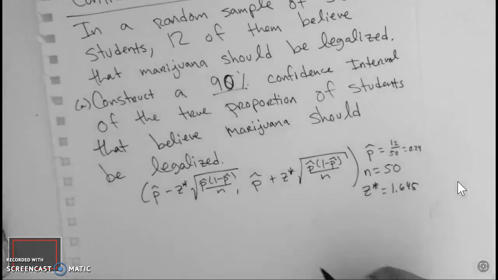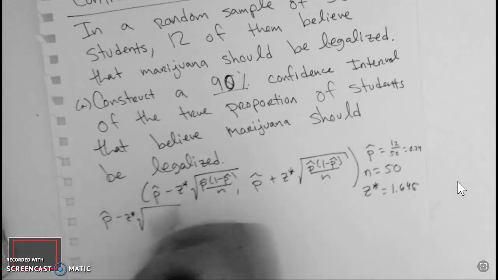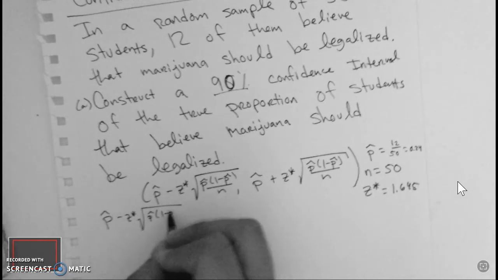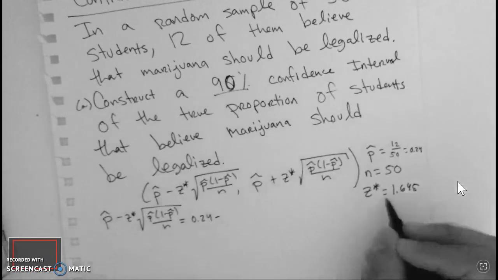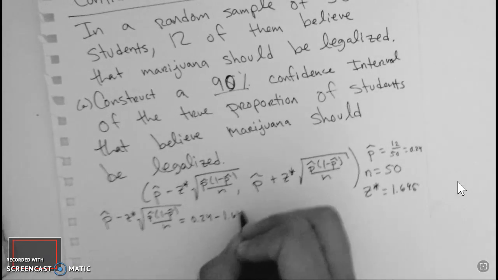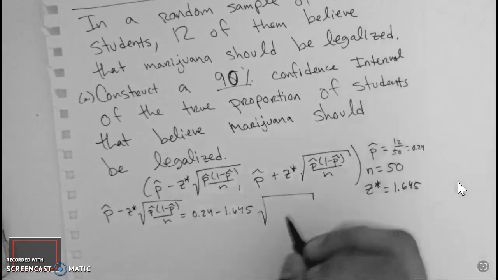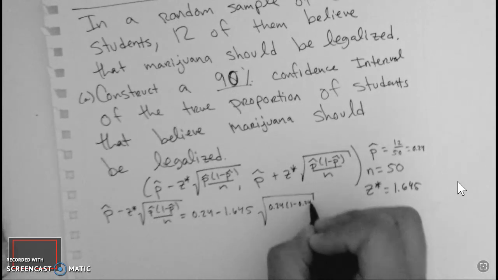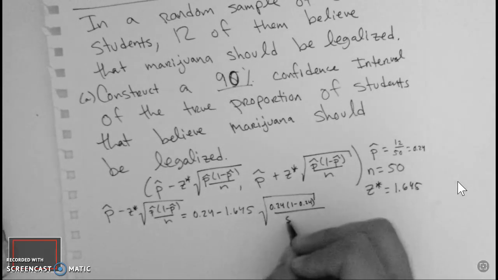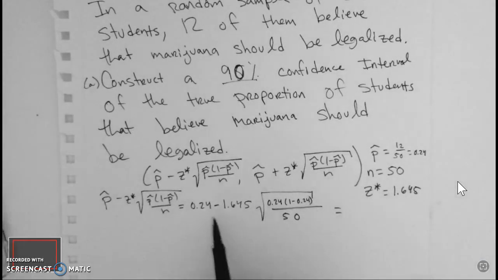So p hat minus z star square root of p hat (1 minus p hat) divided by n. We're going to have 0.24, z star is just 1.645, square root of 0.24 times (1 minus 0.24) divided by n, which in this case is 50. You can do the square root part first and then subtract, whatever you want to do. Let's go ahead and figure out what it is.